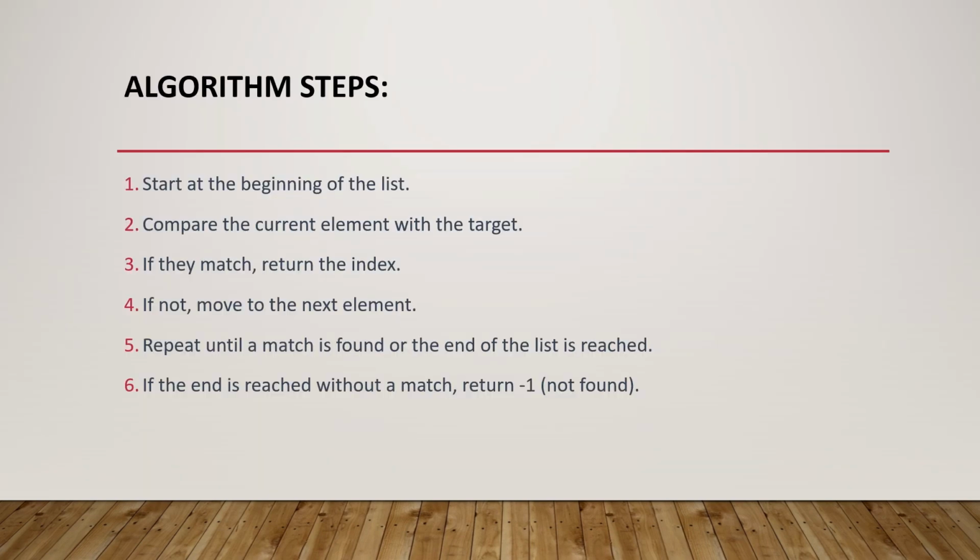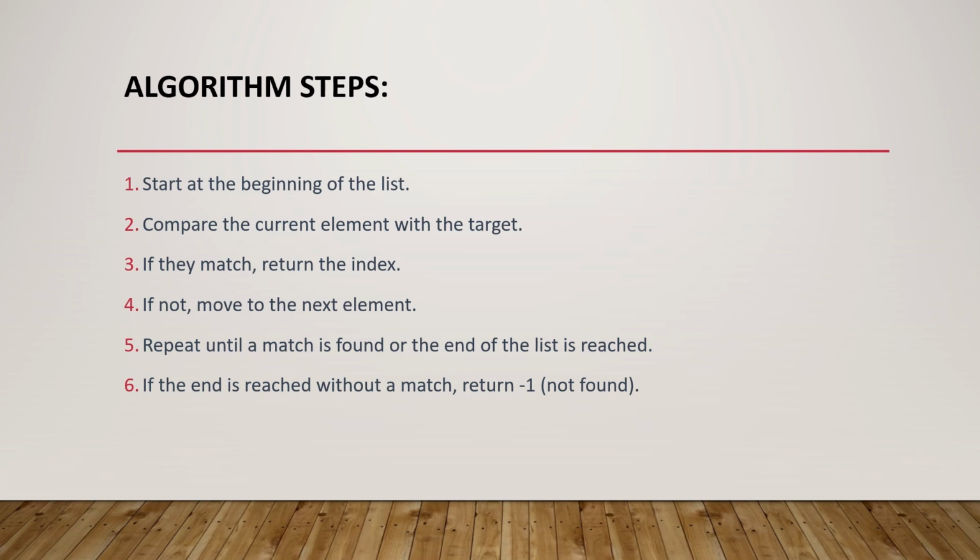Now let's look at the algorithm steps. There are 6 steps that need to be followed. Step number 1, start at the beginning of the list that you are given. Step number 2, compare the target element with the current element in the list. Step number 3, if the current element matches with the target element, you have already found the target and the search is successful, so return the index of the element that you have found.